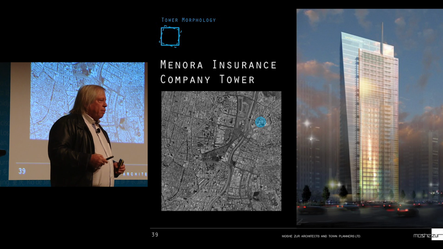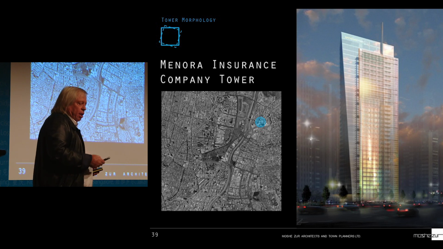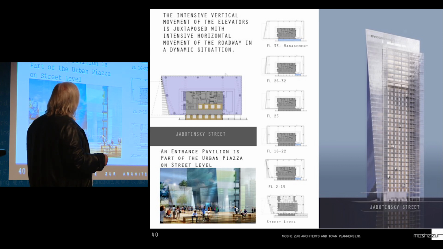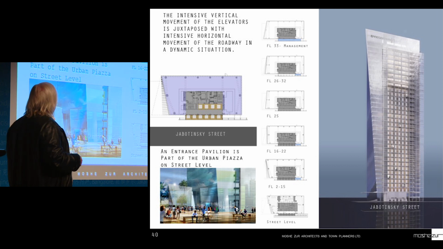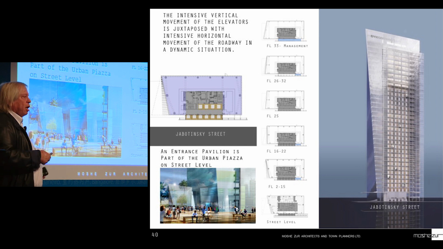This project is in Ramat Gan city, and it's the headquarters of an insurance company, and it's located on one of the busiest streets in Ramat Gan. The street has very heavy vehicular movement. The site is very narrow, so we decided, in order to maximize the use of the typical floor, to locate again the core asymmetrically, and we put it on the street side.